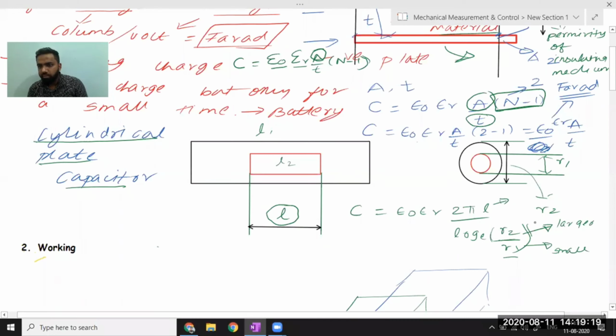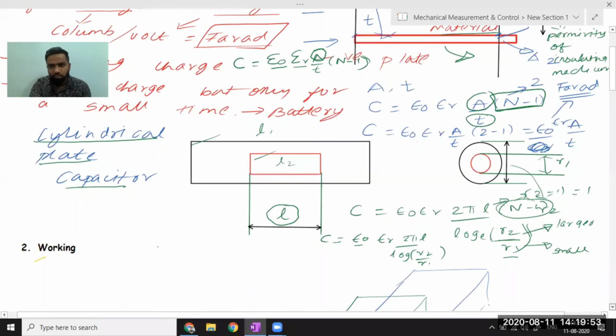This term will also have n minus 1 automatically, since there are only two cylinders. Cylindrical type has only two plates, so this will be 2 minus 1, which is equal to 1. So automatically the capacitance will be equal to epsilon naught epsilon R 2 pi L upon natural log of R2 by R1. So this is it. Now you have understood something about capacitance.